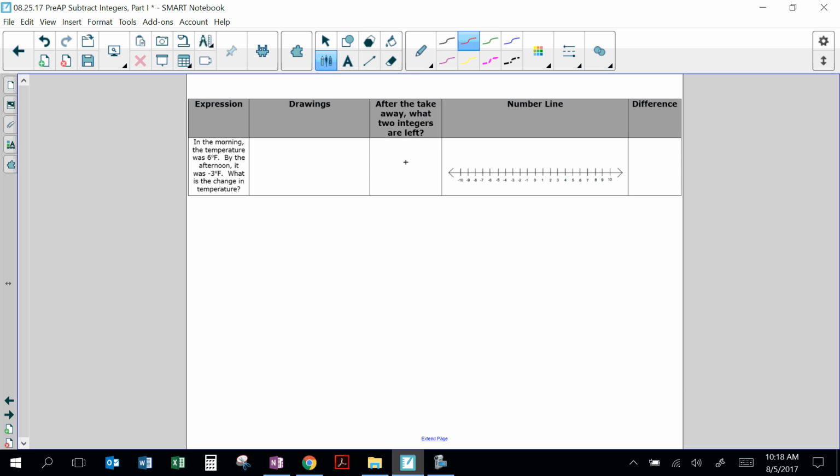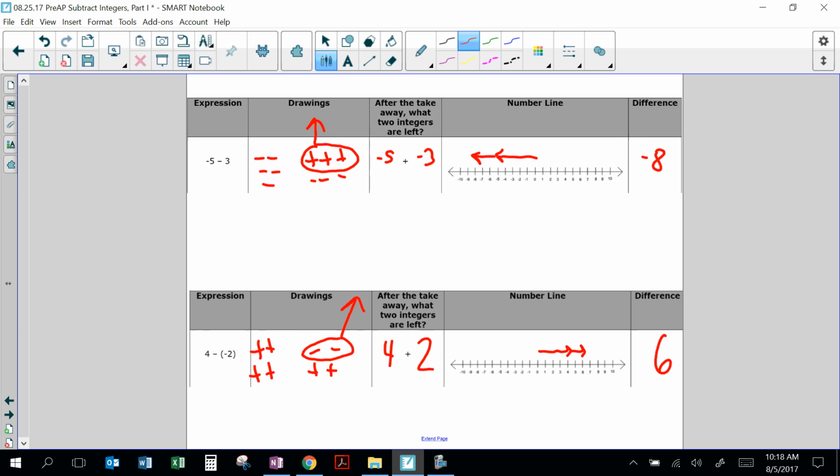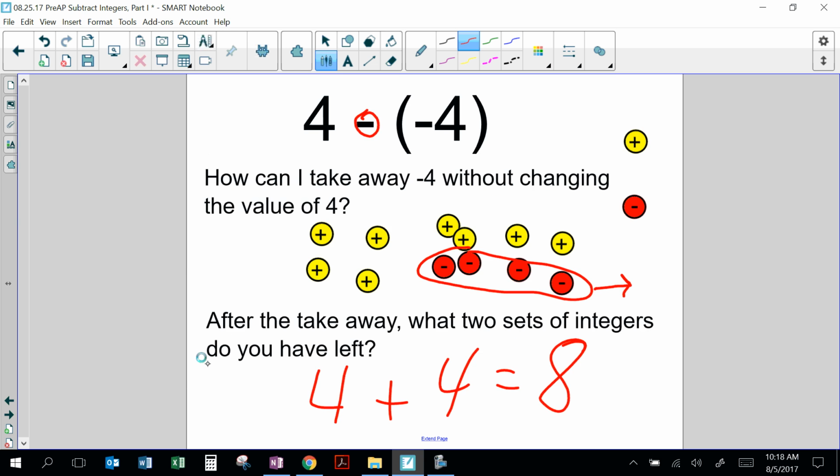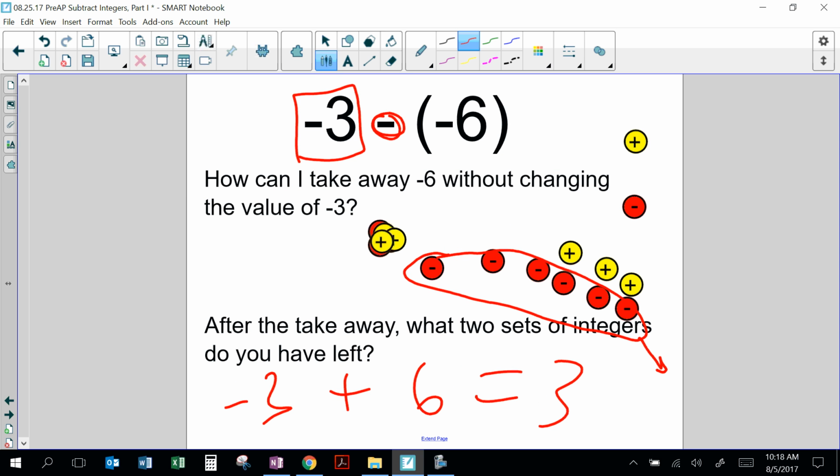So please do the rest on your own. So that is how you subtract integers with models. Again, the way you do it is you keep the first number alone, and you need to take away the second number from it, but without changing its value. So to do that, you draw 0 pairs. Think of the absolute value. This tells you how many 0 pairs to draw, and then you can start taking away, and then you'll have what you have left. Then you'll be able to find the difference.